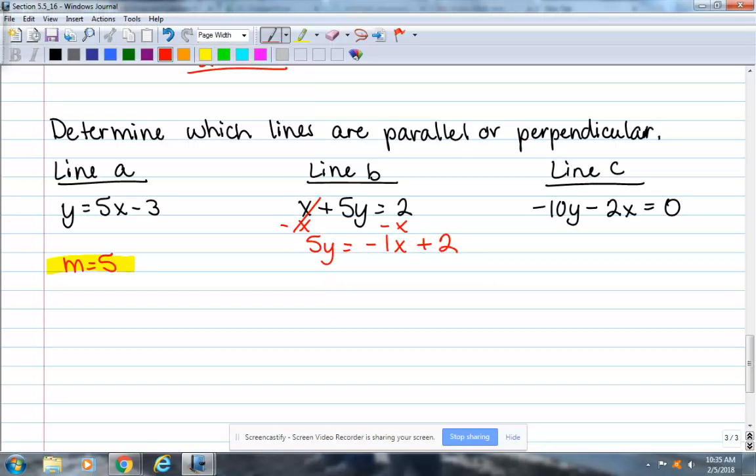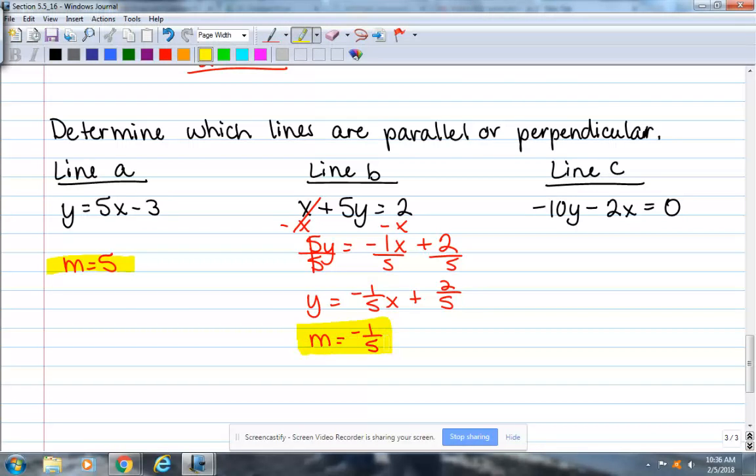And then what do I do to get y by itself? Divide everything by 5. So y equals -1/5 x plus 2/5, all simplified. So what is the slope of line B? Try again. What's the slope of line B? Oh, -1/5. Okay. So look at line A and line B's slopes.